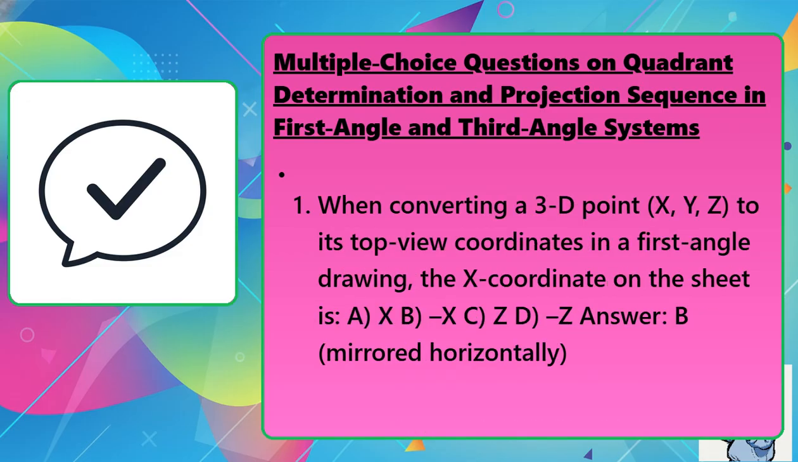Answers. 3. When converting a 3D point x, y, z to its top view coordinates in a first angle drawing, the x coordinate on the sheet is Option A, x. Option B, -x. Option C, z. Option D, -z. Answer: B.